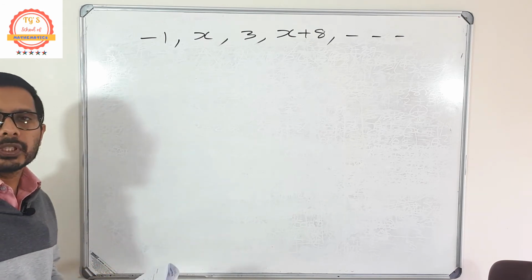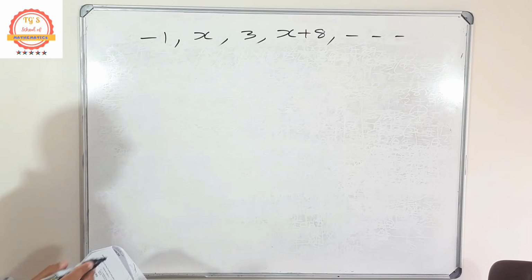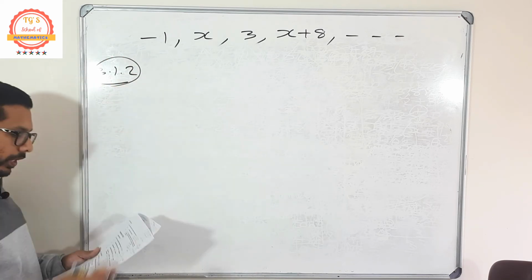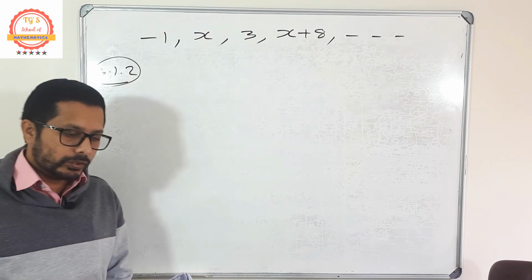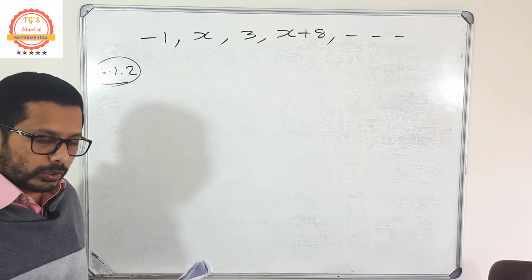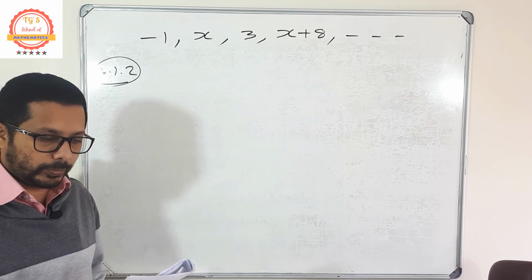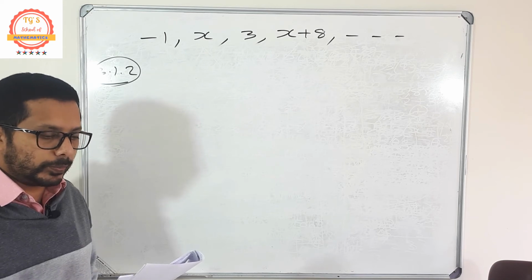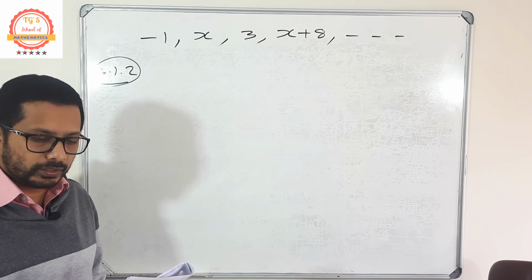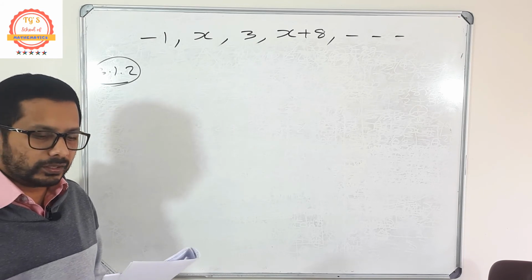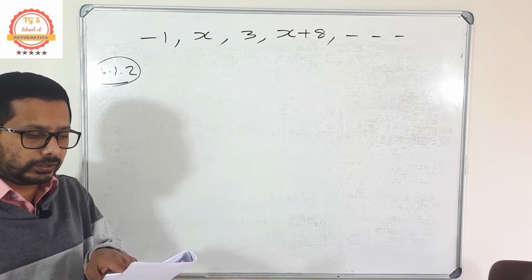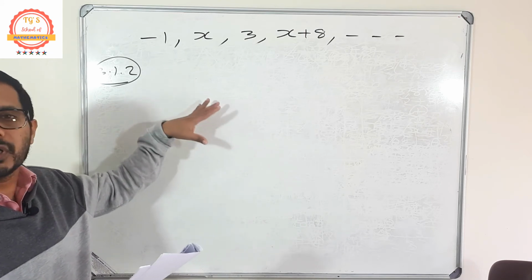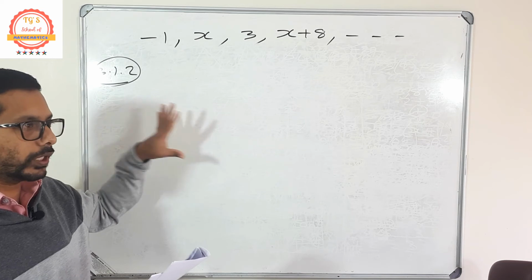Next question, question number 3.1.2. What is the question? If x is equal to 0, determine the position of the first term in the quadratic number pattern for which the sum of the first difference will be greater than 250. That's a little bit complicated sentence construction there. Before I go to that question, try to understand. I'm going to explain something here.